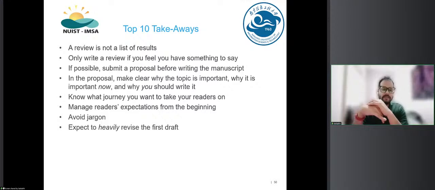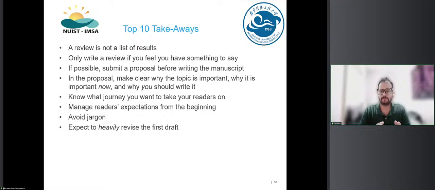So if you are new to writing, or even if you are very experienced in writing, you should know that your first draft is going to take a huge revision, because you are not 100% correct. There are always chances of improvement.